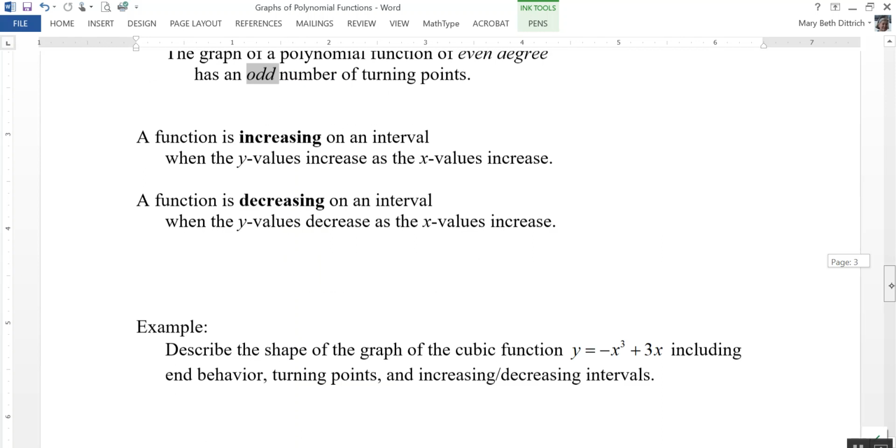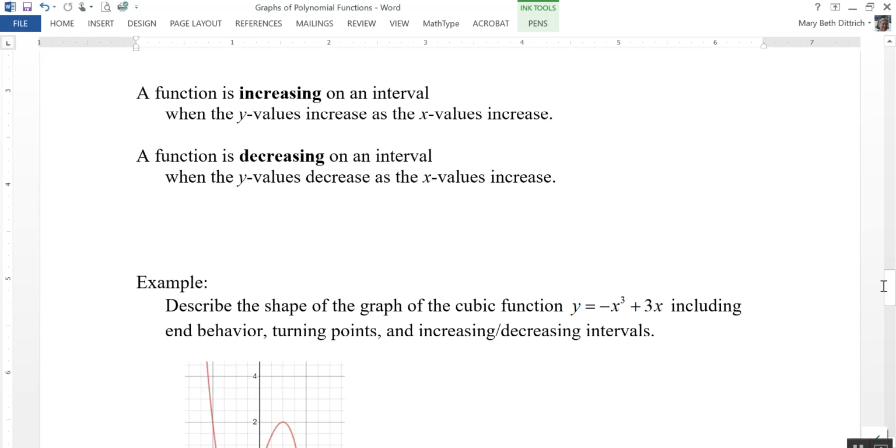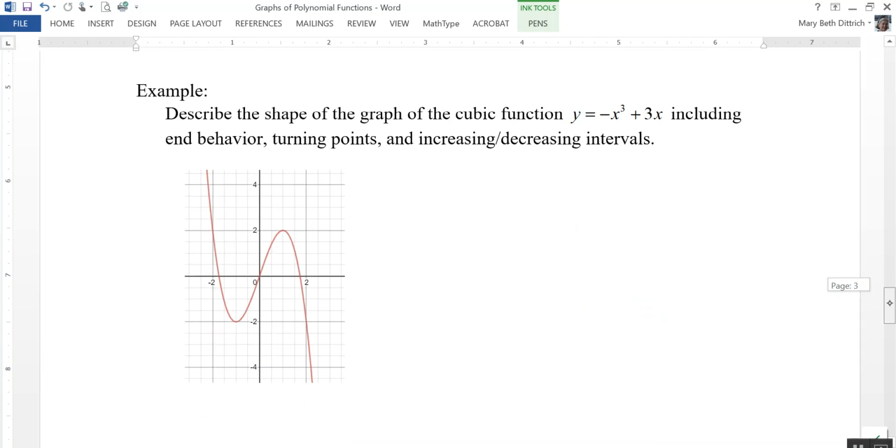A function is said to be increasing on an interval, that is between x values, when the y values increase as the x values increase. So y is getting larger as x increases. A function is decreasing on an interval when the y values decrease as the x values increase. So let's take a look at an example here that's going to illustrate those 2 points.